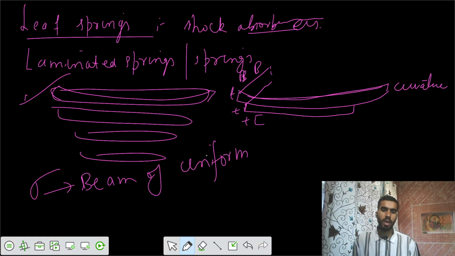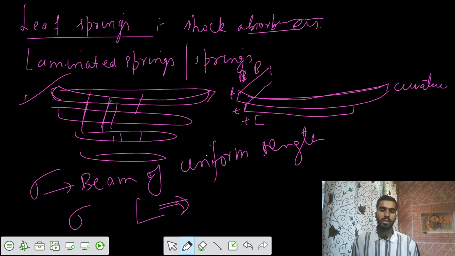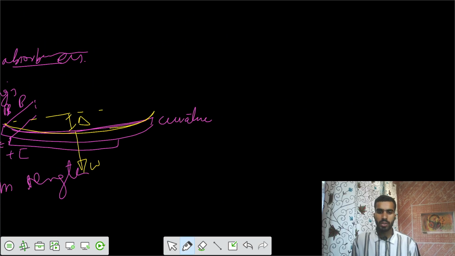That means stress is the same in all those plates. Sigma is the same, it's uniform strength. L is adjusted such that the length is adjusted between those so that sigma is the same in all those plates. And because we have a bend, we have some sort of curvature. We say there is some deflection. You are applying a load of W. There is some curvature at the mid, delta, and we say it is behaving as a simply supported beam.